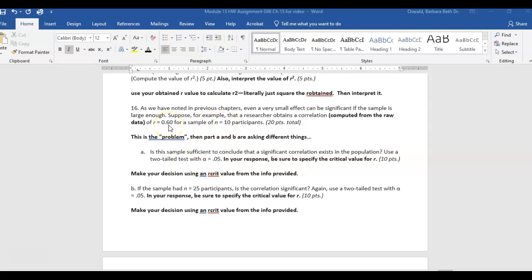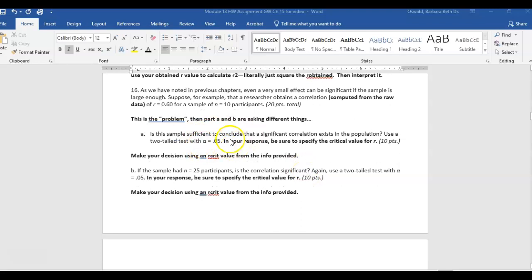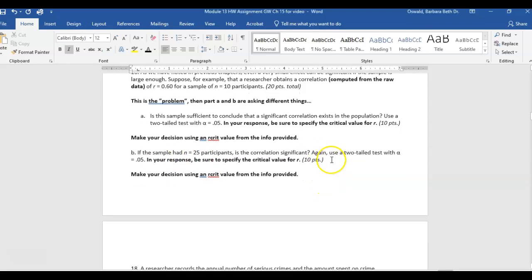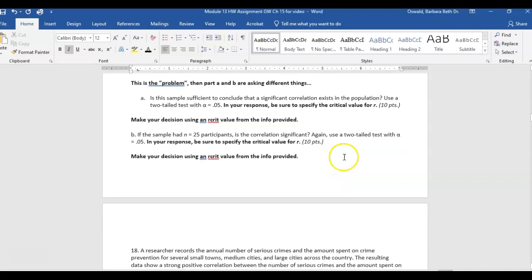So you're going to run a 2-tailed test, alpha equal 0.05, your n is 10, and your R obtained is 0.60. So look up the critical value for R and then make your decision, being sure to specify what critical value you found with these parameters. And then B is the identical question, it's just now the n is changing. Here n equals 25, not 10, and answer that question. So that should be pretty straightforward.